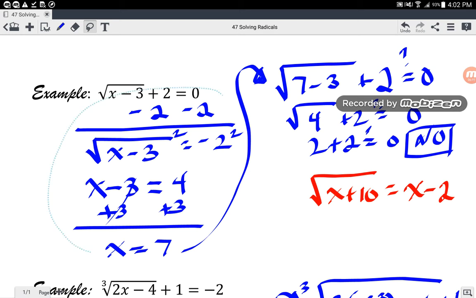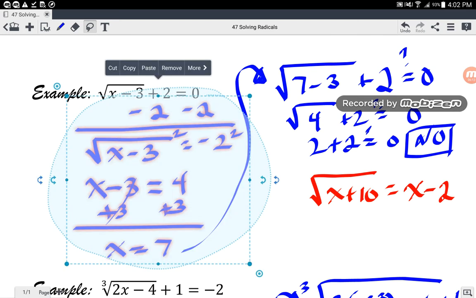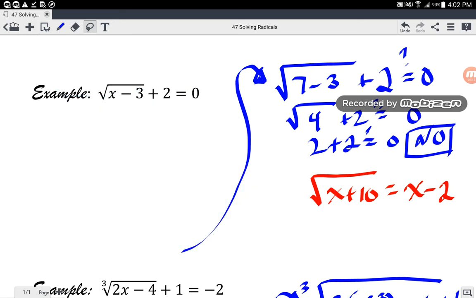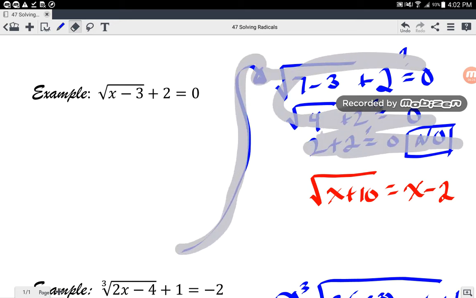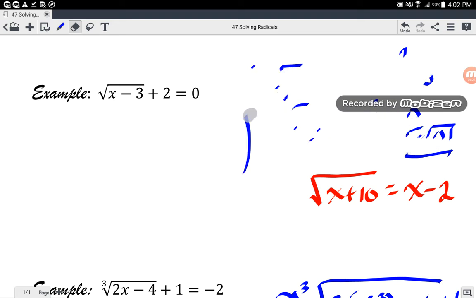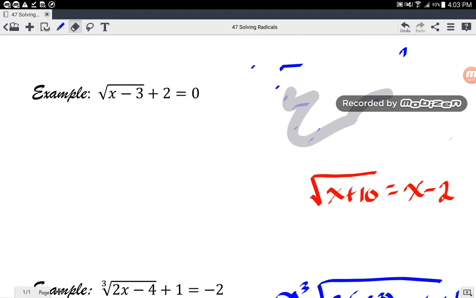Let's see if I can erase this. Almost there. All right, I don't know if I can move this up.